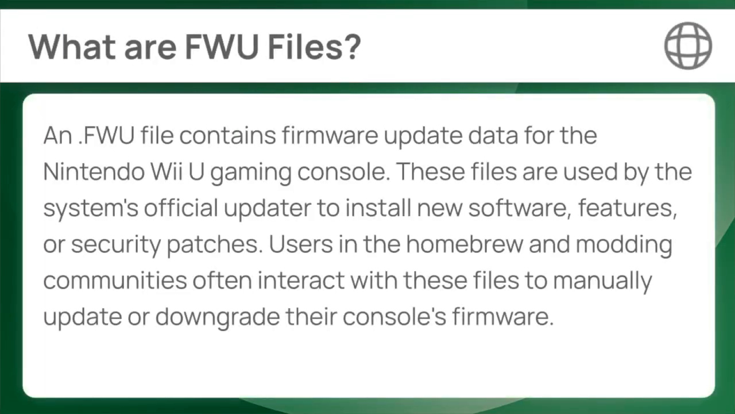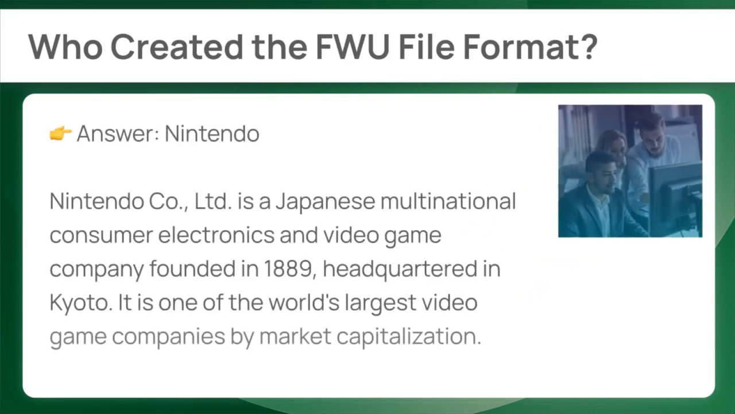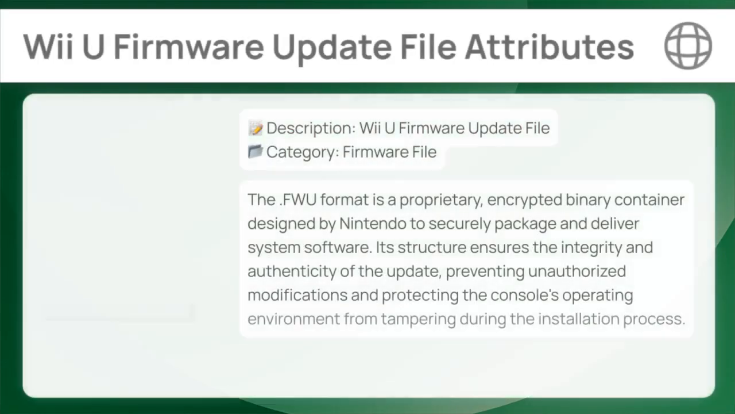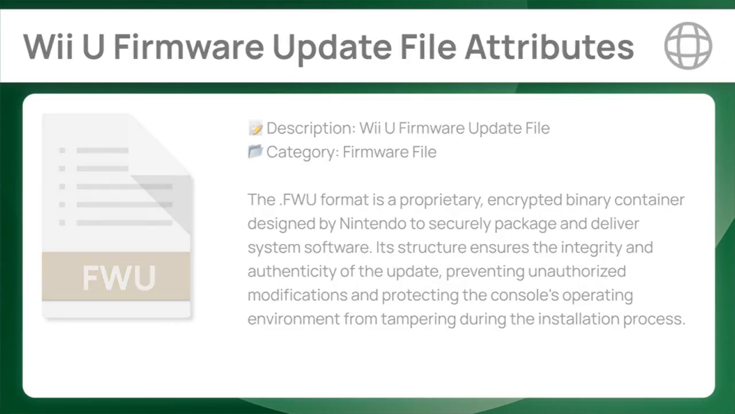An .fwu file contains firmware update data for the Nintendo Wii U gaming console. These files are used by the system's official updater to install new software, features, or security patches. Users in the homebrew and modding communities often interact with these files to manually update or downgrade their console's firmware. The FWU format is a proprietary, encrypted binary container designed by Nintendo to securely package and deliver system software. Its structure ensures the integrity and authenticity of the update, preventing unauthorized modifications and protecting the console's operating environment from tampering during the installation process.